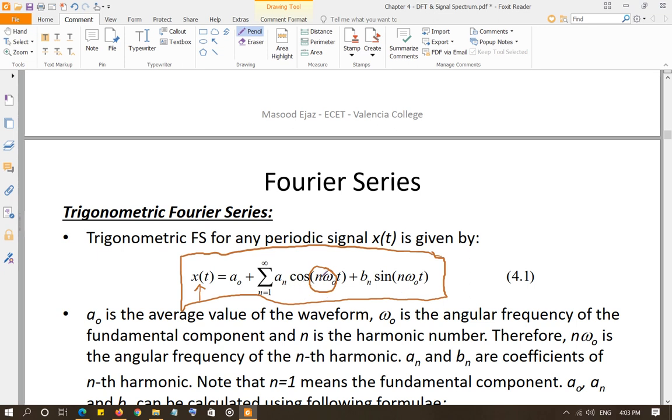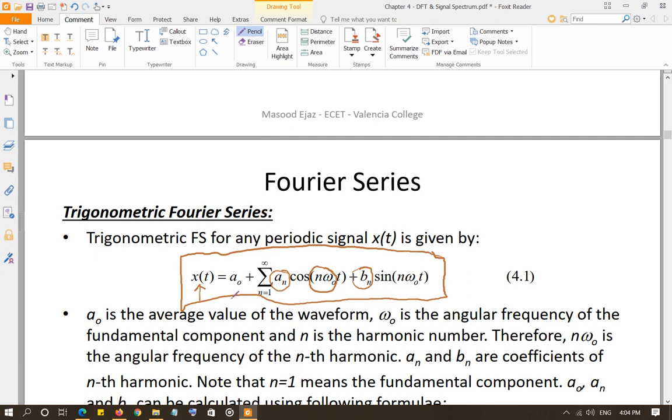And as n increases, n equal to 2, 2 omega naught means it's the second harmonic, 3 omega naught means third harmonic, and so on and so forth. And then you have an and bn, which are the coefficients of the cosine component and the sine component of the Fourier series.